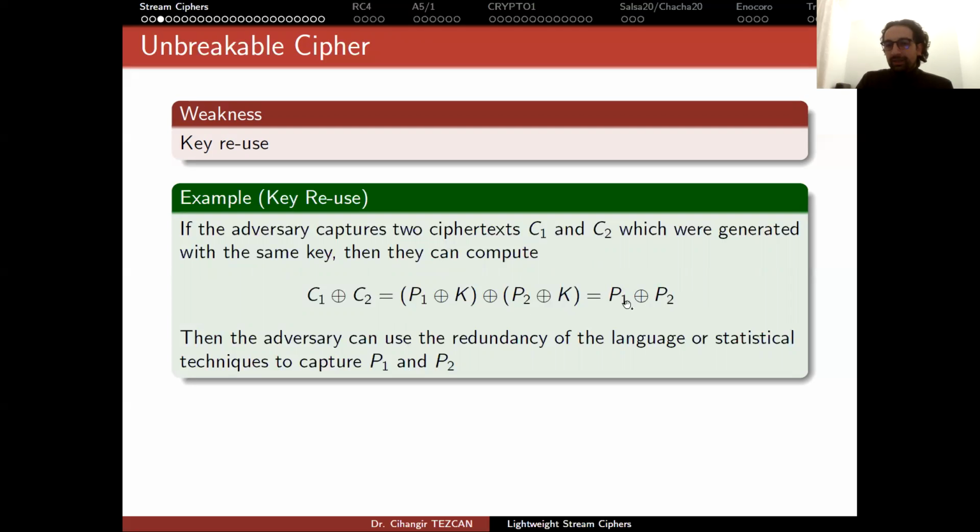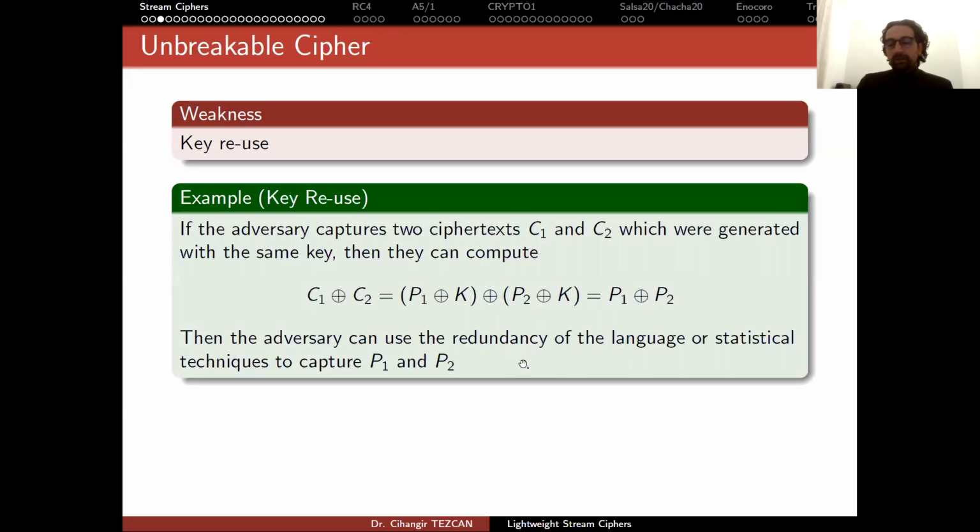You might think that, okay, this is not the message P1 or P2, but their XOR. But since the language has redundancy, where a lot of letters are repeated, for instance, in English, E is repeated the most with, I think, 11% or something. In Turkish, it is A with 12% and so on. So from this, you can recover parts or the whole of P1 and P2. So this is why you cannot use the same one-time pad twice.